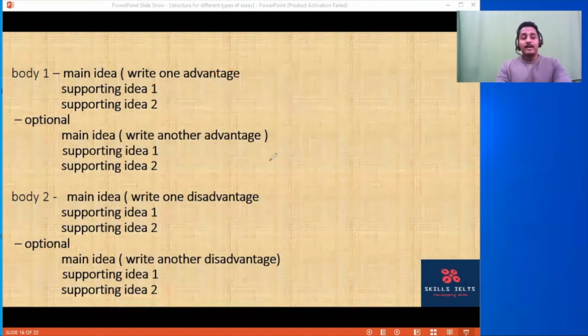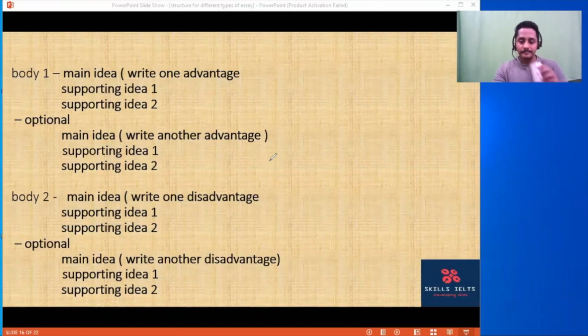Not required. If they ask you the opinion, you give it. Here, they're not asking you the opinion. If the question is, do advantages outweigh the disadvantages, there you have to give the opinion. Here, opinion is not required.